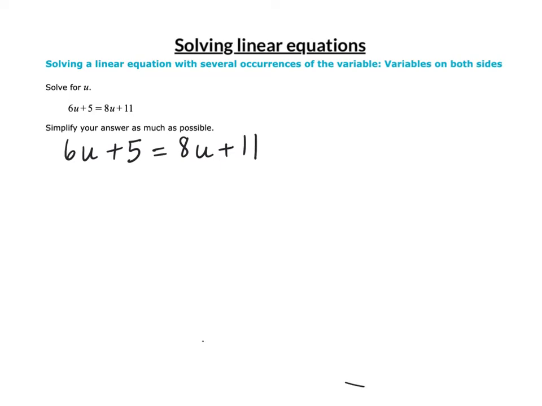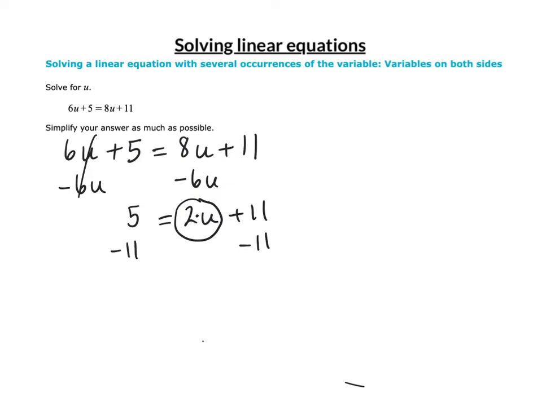But if you want to keep things positive, it is possible here. Rather than subtract 8u, you could subtract 6u. And 8u minus 6u is positive. Does this matter? No. Either way would have worked fine. But here I would get 2u plus 11. These drop out, and there's a 5. Now the goal is to get the u by itself. The first thing I do is get the 2u by itself, because the last thing I'm going to do is divide by 2. Get rid of the coefficient last. So let's get rid of the plus 11 with a minus 11. 5 minus 11, 5 is smaller than 11, that's negative 6.